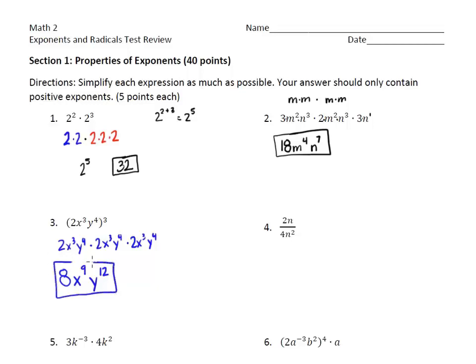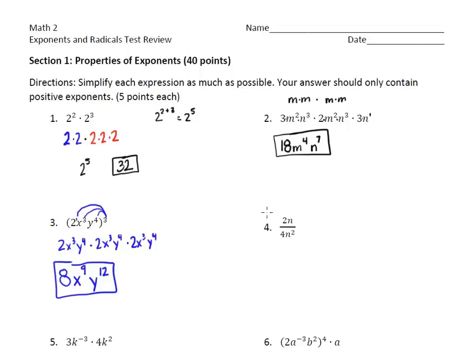The trick is when you're raising a power to a power, you bring that exponent in and you multiply it to all of the exponents, including the invisible 1 on that 2 right there. So it's really 2 to the 3rd power, which is 8, x to the 3 times 3, which is 9, and y to the 4 times 3, which is 12. And that's your final answer for number 3.